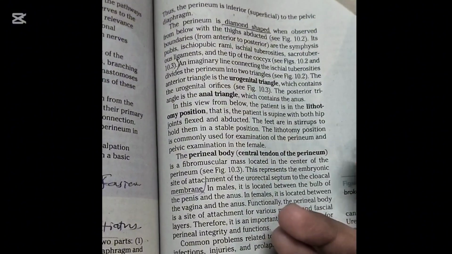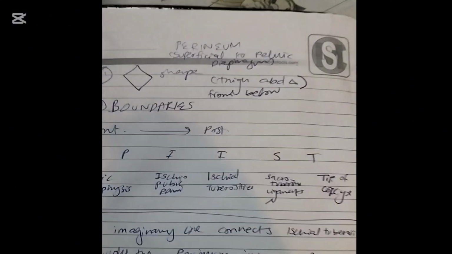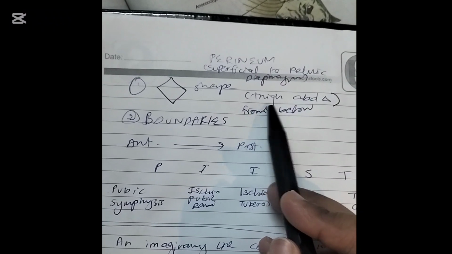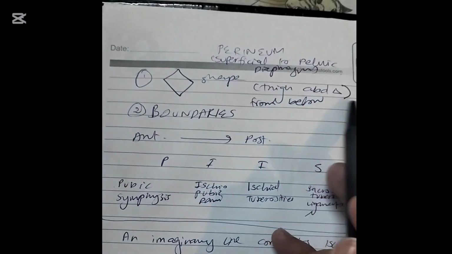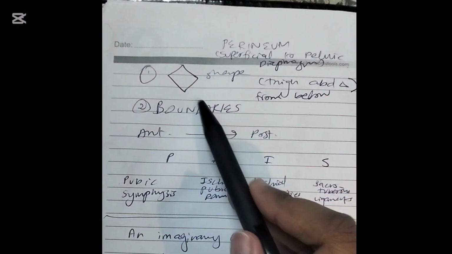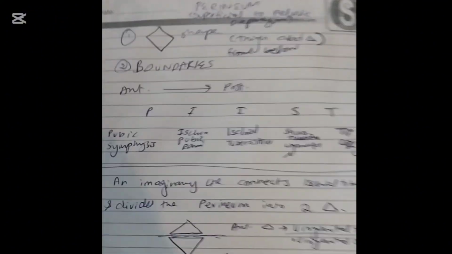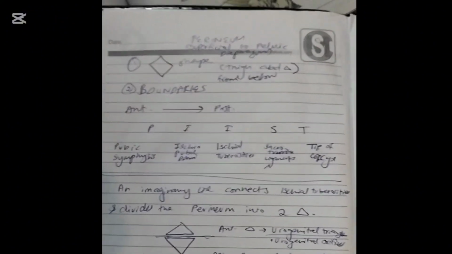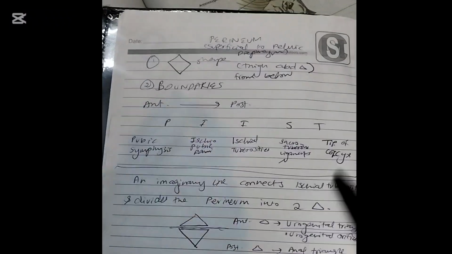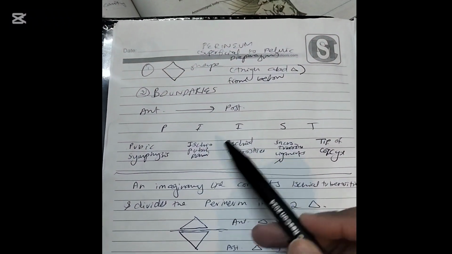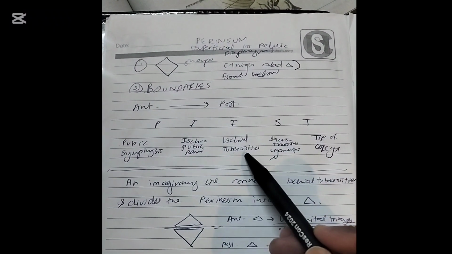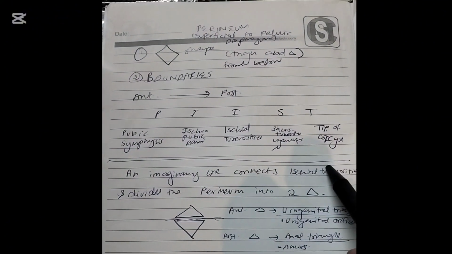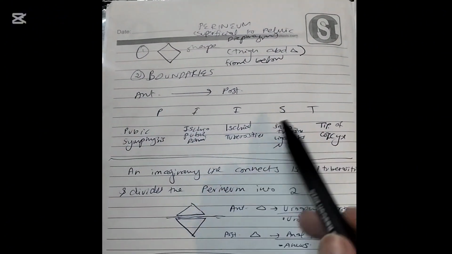Now let's talk a little bit more about the perineum. So perineum is diamond shaped, and when you view it with the thigh abducted and you view it from below, you're going to see a diamond-shaped perineum. Now let's talk about the boundaries of the perineum from the anterior to the posterior direction. So anteriorly, we're going to have the pubic symphysis, then we're going to have the ischiopubic rami, and then we're going to have the ischial tuberosities, and then we're going to have the sacrotuberous ligament, and at the end, we're going to have the tip of the coccyx. So PIIST is the mnemonic for that.